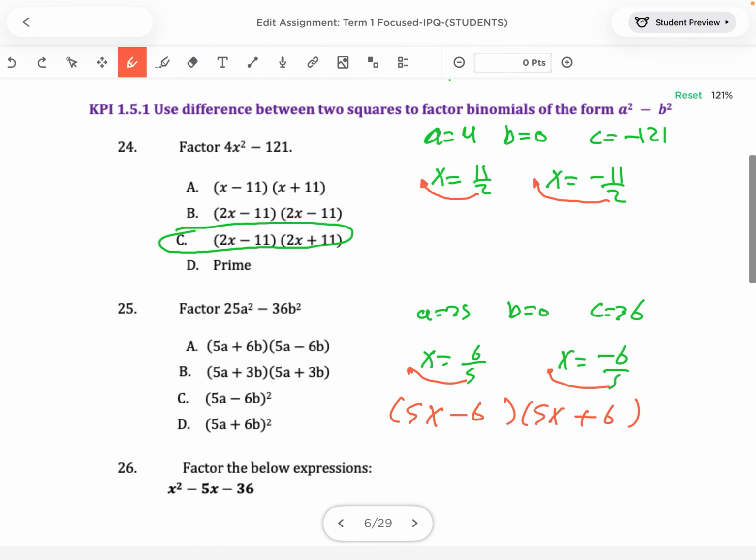Since we have a variable b, we put b beside the 6. So I assume the answer is the first one.